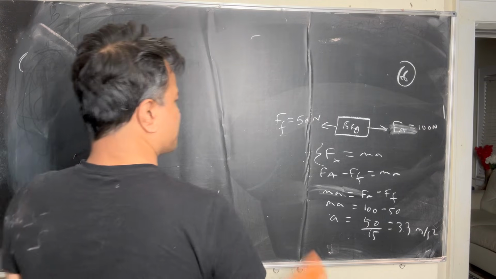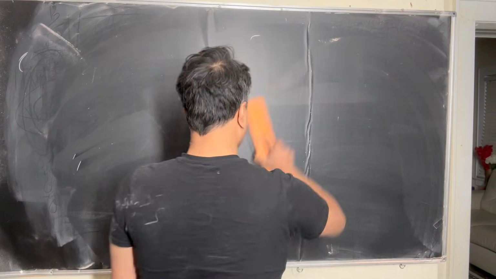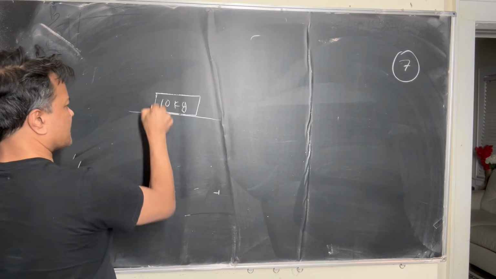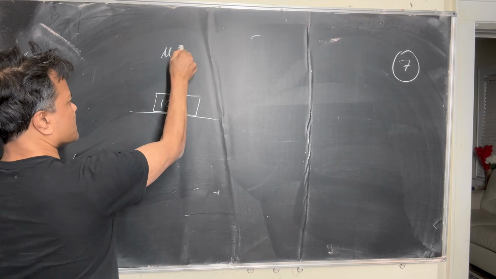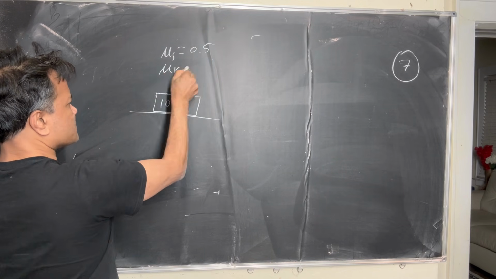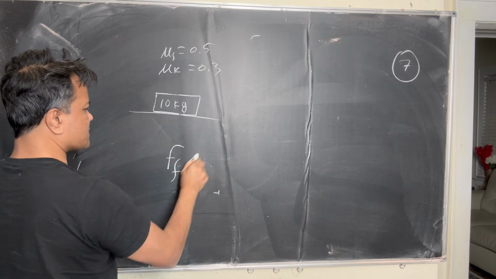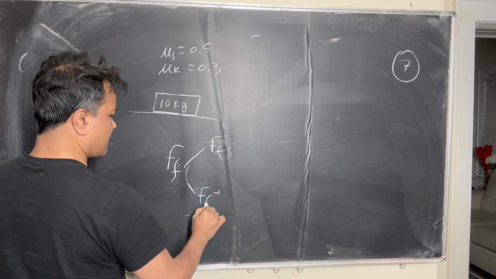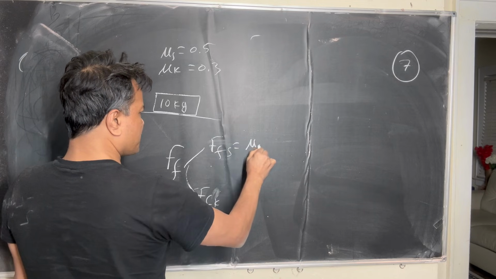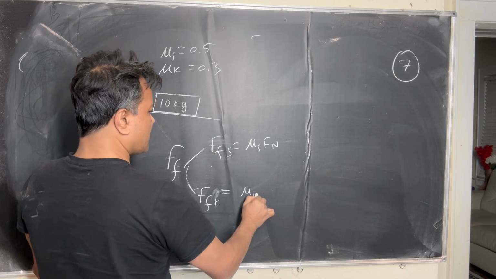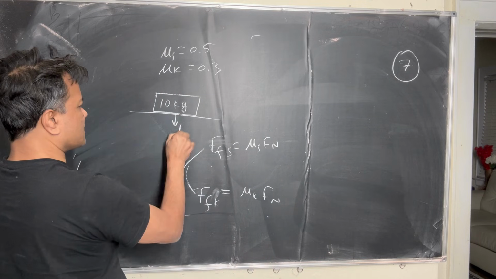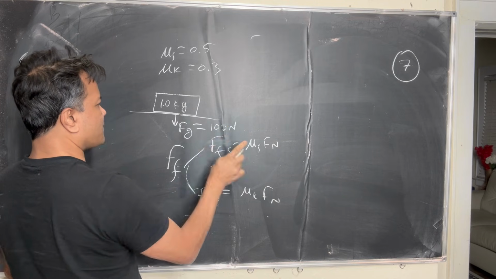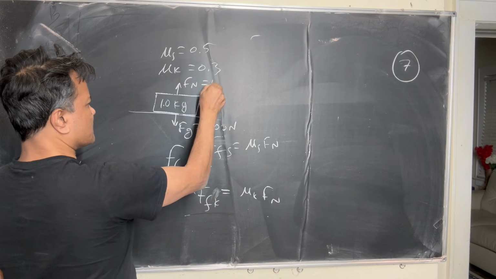Problem number 7 is a little bit more interesting than this one. A 10 kilogram box is sitting, right? And there is friction. Mu s is 0.5, mu k is 0.3. You know that the force of friction, Ffs and Ffk, is mu s Fn and mu k Fn. So mg is 10 times 10, 100 Newton. So Fn must be 100 Newton.